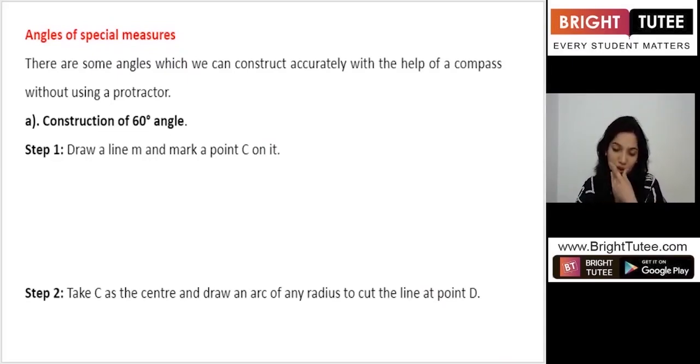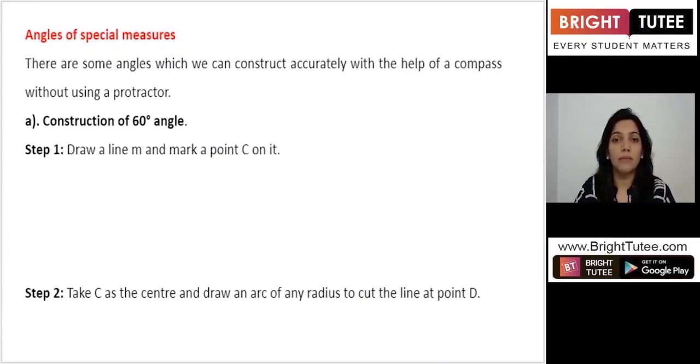Starting with, there are some angles which we can construct accurately with the help of a compass. So why are they special? Because we can draw these angles very accurately using the compass and without even using the protractor. So let us begin with the construction of a 60 degrees angle. This is very simple and very much fun to draw. I really hope that you are drawing and constructing these with me.